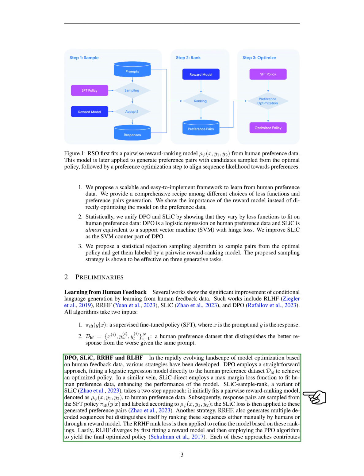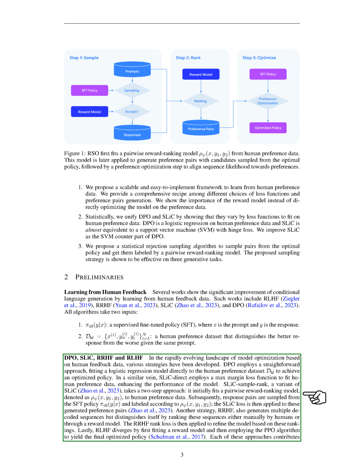RRHF follows a similar approach but ranks the sequences either manually by humans or through a reward model. The RRHF rank loss is then applied to refine the model based on these rankings. RLHF, however, first fits a reward model and then uses the PPO algorithm to optimize the policy.